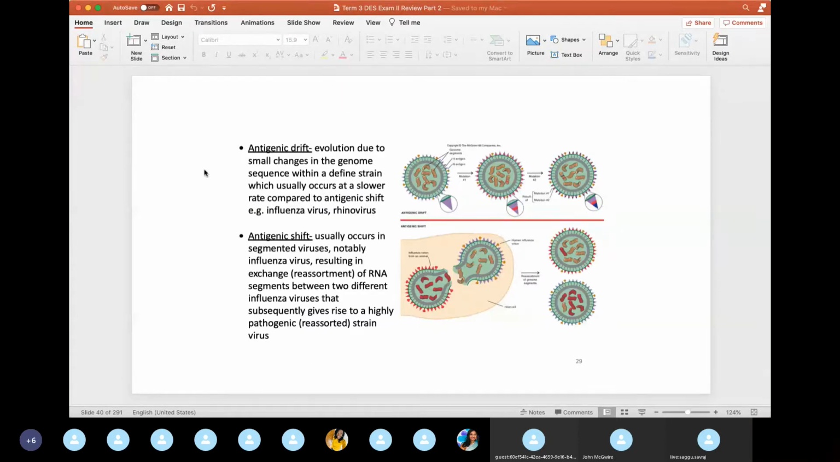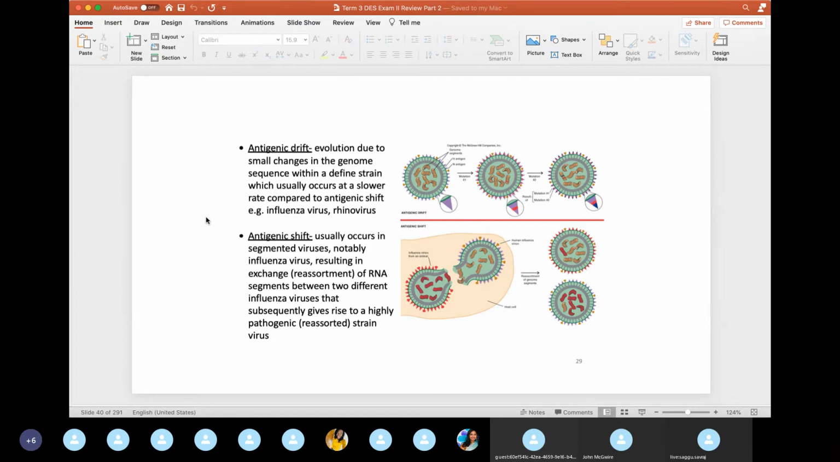Okay, high yield: antigenic drift versus antigenic shift. What's the difference? Drift, right? You have small changes in the genome, right? Within a definite strain, it occurs at what? At a slower rate compared to your antigenic shift. For example, influenza virus and rhinovirus. That's why we get a flu vaccine every year, because of this antigenic drift. They are just small changes in the genome, right, which occurs at a slower rate.